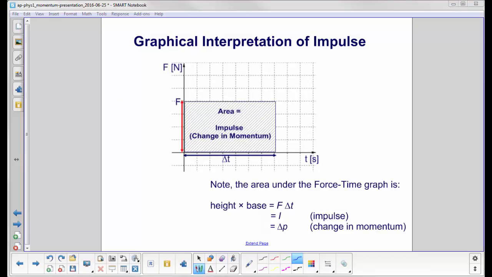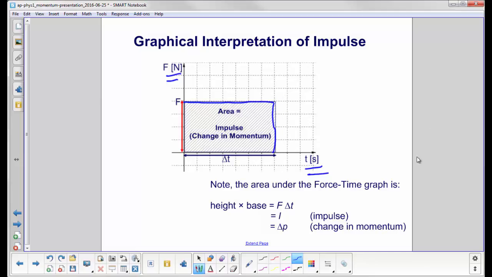We'll start by taking the example we've worked earlier, which is where we have a constant force over a certain time interval. And we're going to plot force on the y-axis or vertical axis and time on the x-axis. Here's your constant force, and it's been applied for a certain amount of time. Notice what we have here.